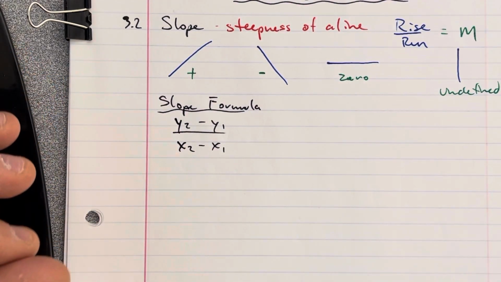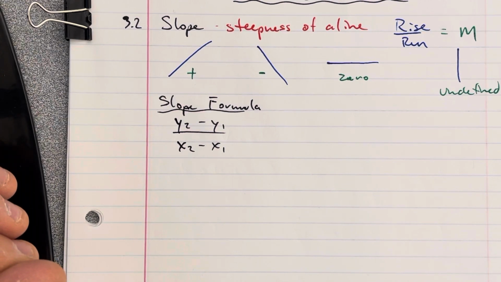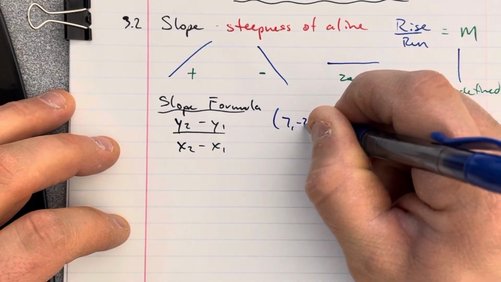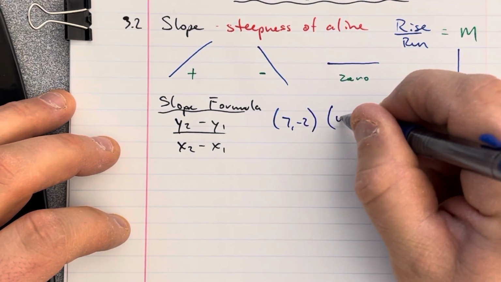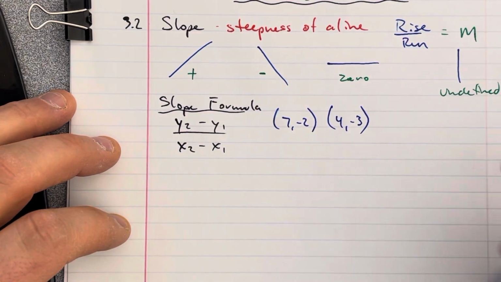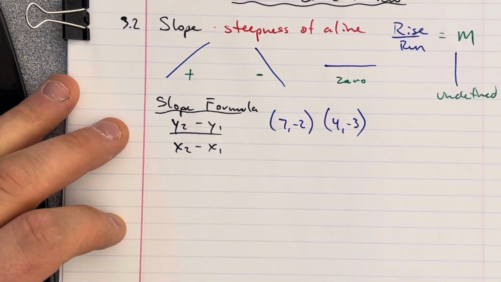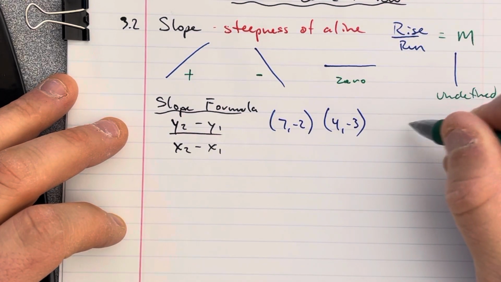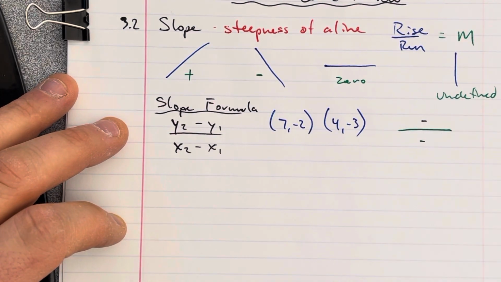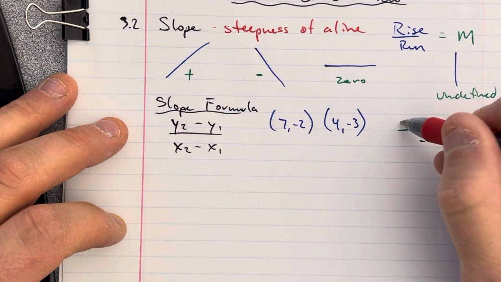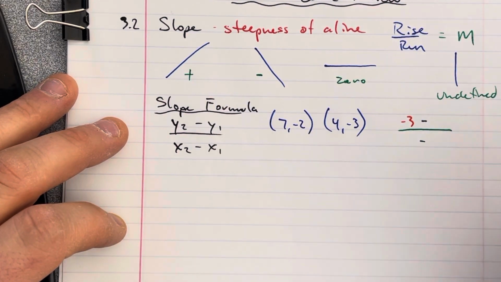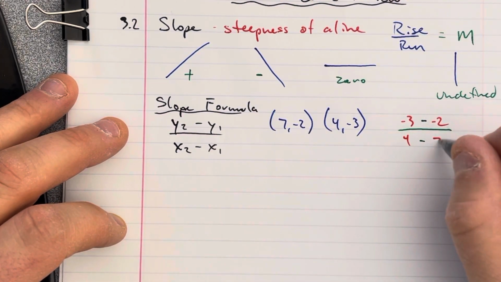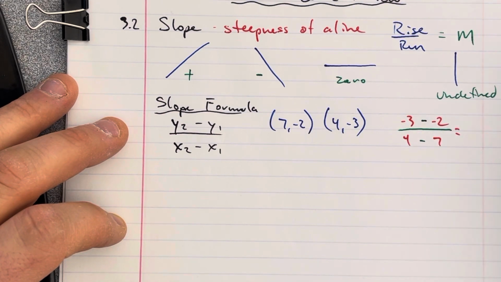So if I were to give you a couple of points like 7, -2, and 4, -3, I would plug my information into this formula and solve. So -3 is my y2, my second y, so we're just going to have two fractions with subtraction signs on top. So I'm going to put -3 in this spot. y1 is here, that -2, so I'll put it there. 4 is my x2, 7 is my x1. And I'm just going to subtract from here.